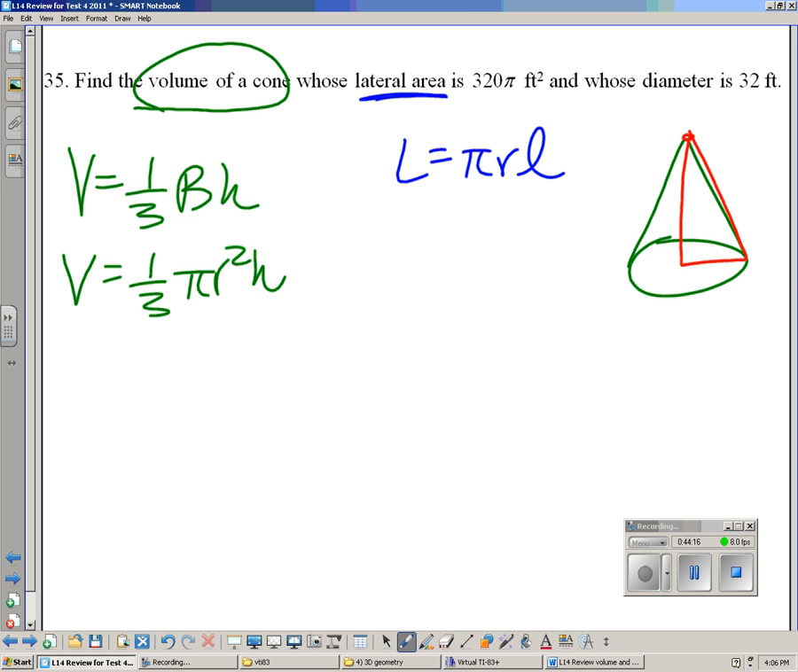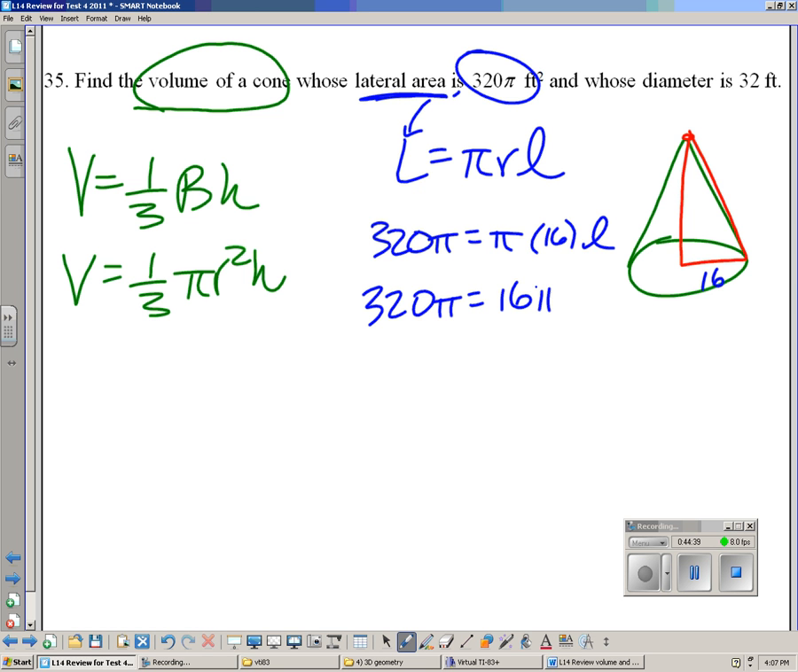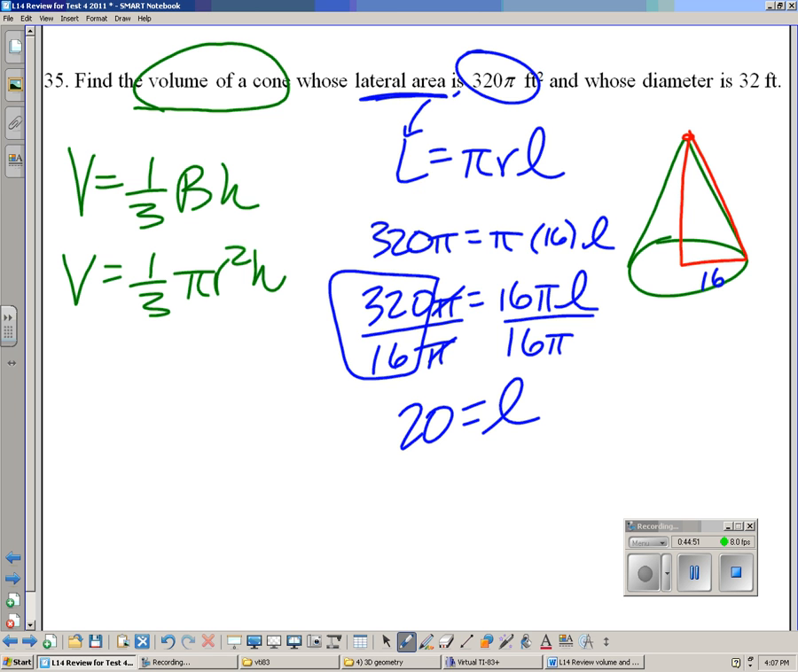All right, so now we have the lateral area being 320 pi. So we're going to fill that in our formula. Equals pi times, the diameter is 32, which is helpful because that gives us the radius of 16. This equation now has all numbers except L, which is the slant height. So now we can use this equation to solve for the slant height. We're going to divide both sides by 16 pi. The pi's will divide out, and 320 divided by 16 is 20. Script L stands for the slant height, so we put the 20 on the slanty part of the triangle.